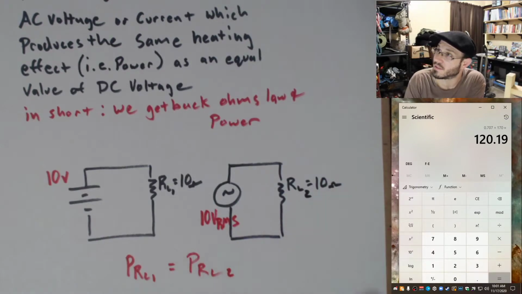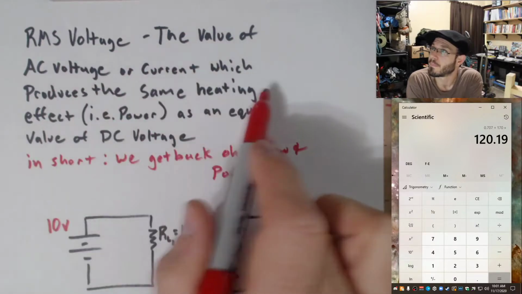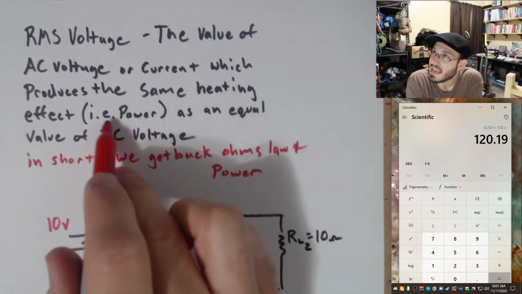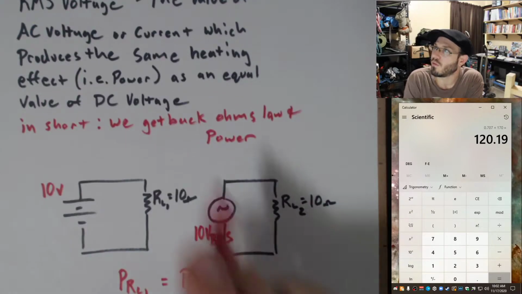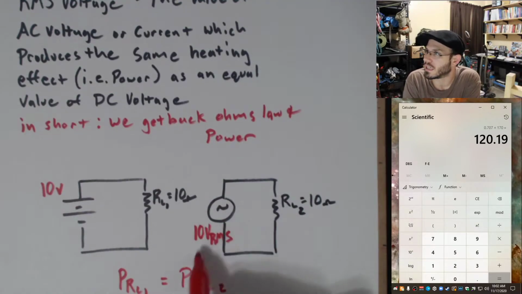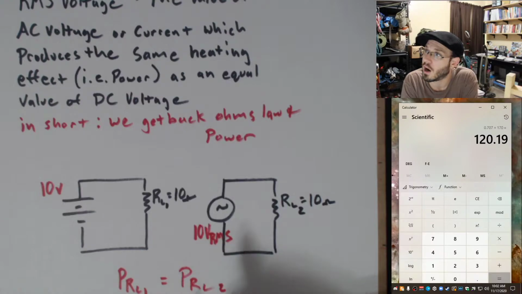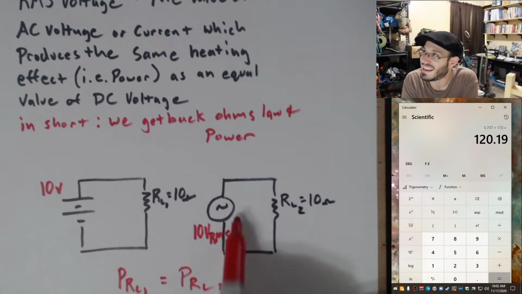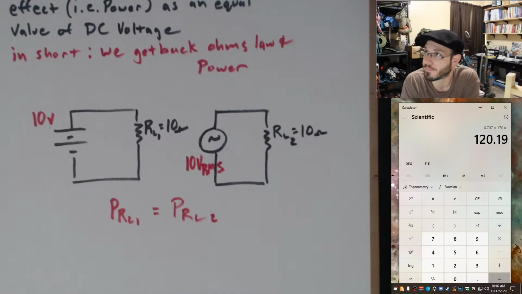So this is what's useful about an RMS voltage. It produces the same heating effect, meaning power dissipated, as an equal value of DC voltage. 10 volts RMS is functionally equivalent and identical as far as the power is concerned when comparing the AC version of this circuit to the DC version of this circuit. Okay, so pretty cool.